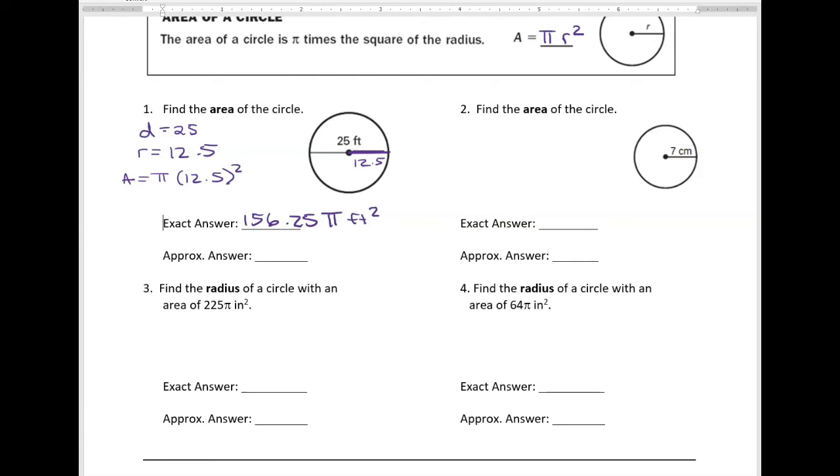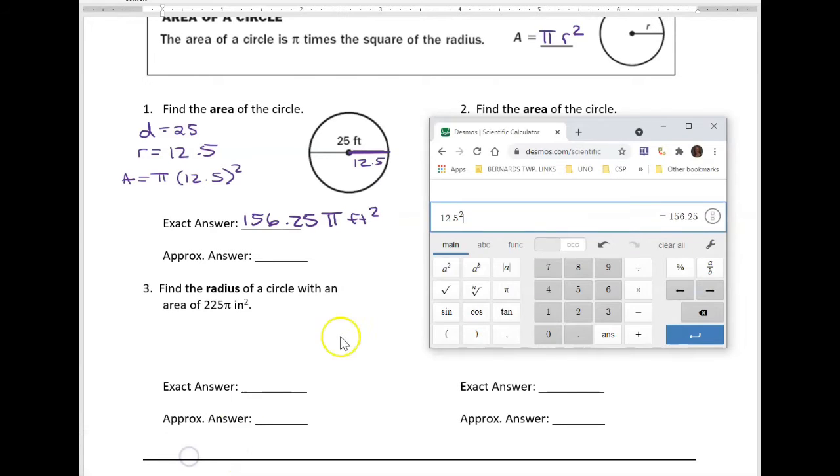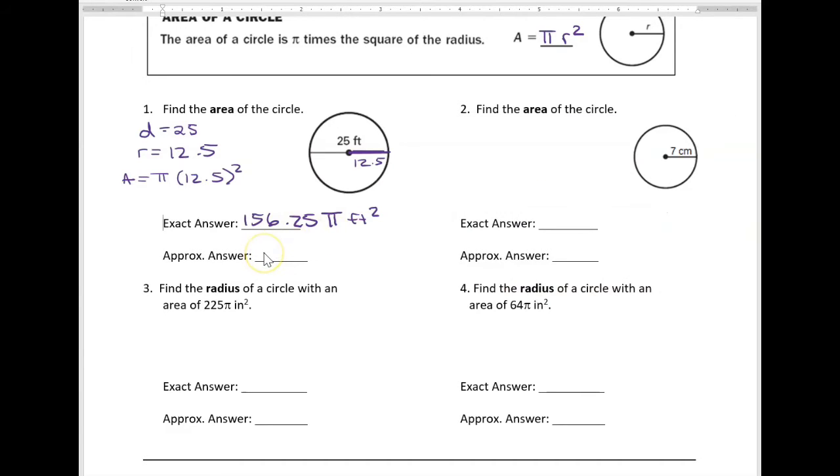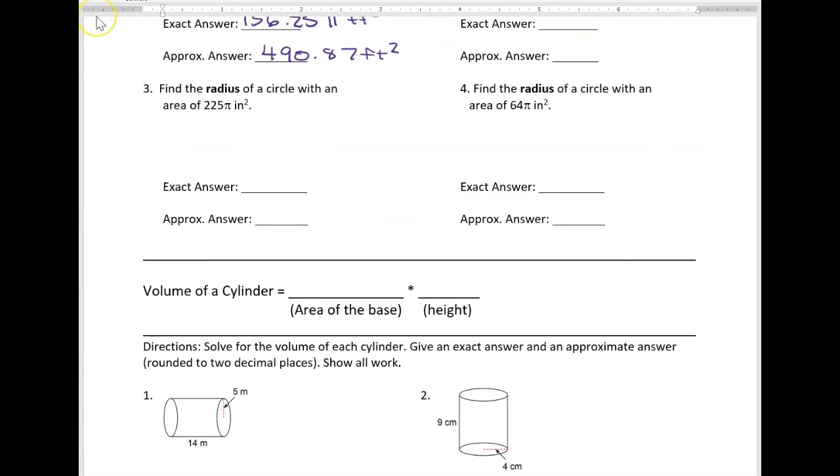And then we would go ahead and open up Desmos again, and we would multiply this now by pi, or you can just type pi right next to it, and this will calculate it for you. And so it's going to be approximately 490.87 feet squared. Okay, so now I want you guys to try number 2 on your own.